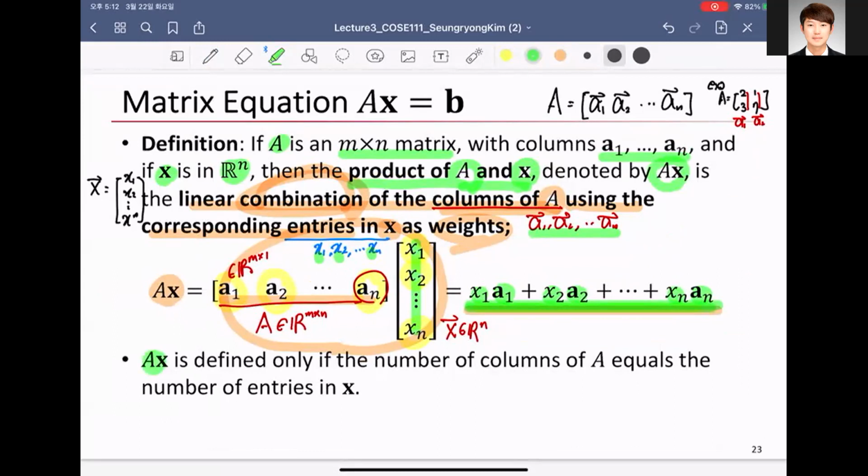Ax is defined only if the number of columns of A equals the number of entries in x. In other words, in this case, the size of A was n by n, and x was n by 1. In this case, n is equal, right? So the number of columns of A equals the number of entries in x, then Ax is defined. Ax can be defined.